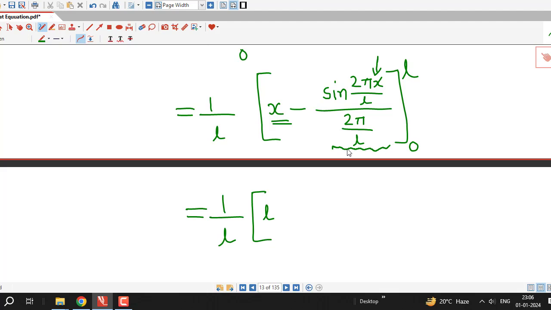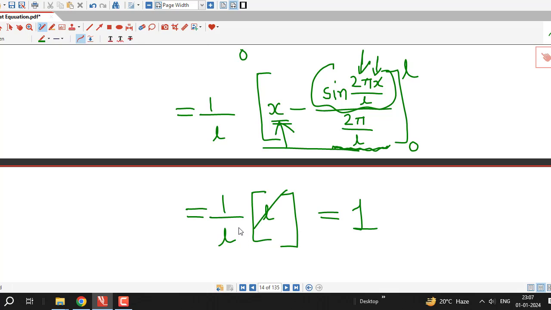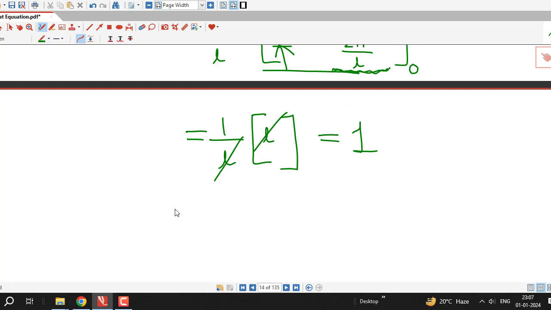Therefore this term gives 0 contribution when we take x equal to L. When x equal to L, this will be sine 2 pi, and sine 2 pi is always 0. So for the upper limit we will have L only, and for the lower limit I have to take x equal to 0. If I take x equal to 0 here, I will have sine 0, so this quantity becomes 0. And here L is the length of the bar, that is always non-zero. Therefore the value of b1 is 1.